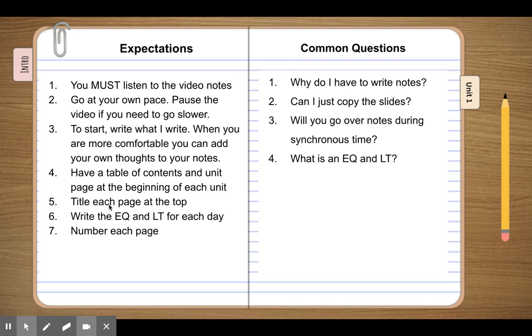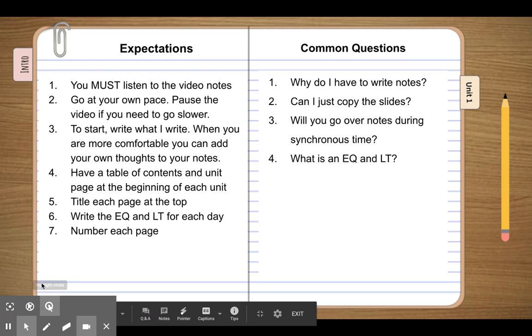Number 5, we're going to title each of the pages at the top. Number 6, we're going to write the essential question and the learning target for each day. I abbreviated those as EQ for essential question and LT for learning target. And 7, we're going to number each page, and that will help us fill in our table of contents and keep things organized.